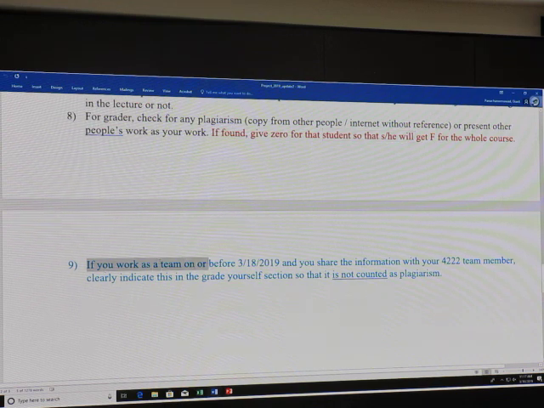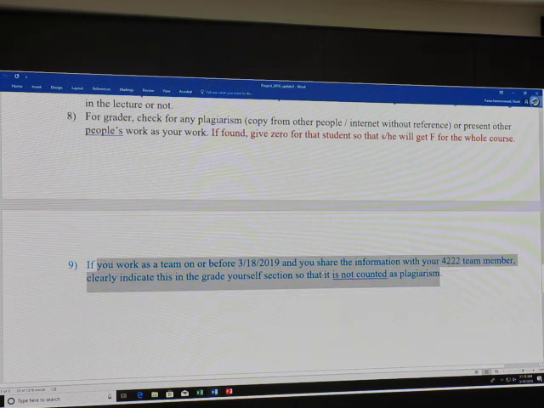If you work as a team on or before this date, you share information with your team member, clearly indicate this in the grading yourself section so that it is not counted as plagiarism. Who did this? Just a couple of you write it in your partial report. What did you do? How did you share your information with your team, okay? So this is needed for the partial report, so that if the whole report you copy from your friend, then I can tell that it's plagiarism and then you get F. Okay?